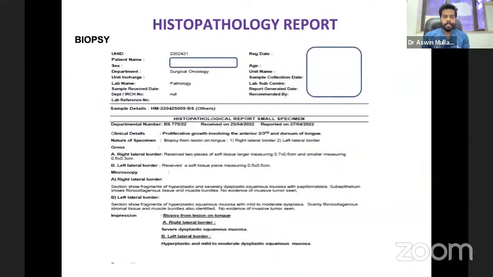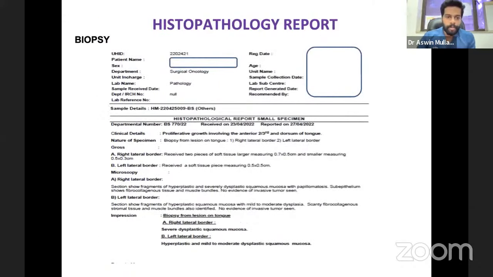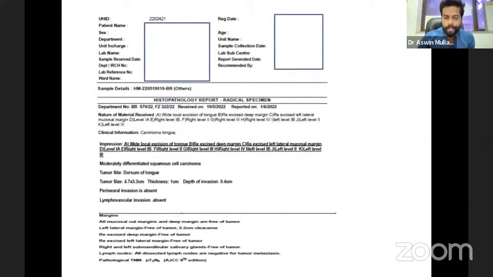Here I'll be sharing our two histopathology reports. The first is a biopsy report. The second is a radical specimen report. Both belong to the same patient. You can see the patient died. The first is the biopsy report, the second the radical report. Both belong to the same patient.